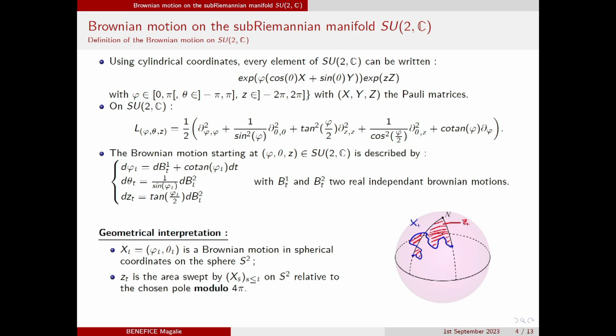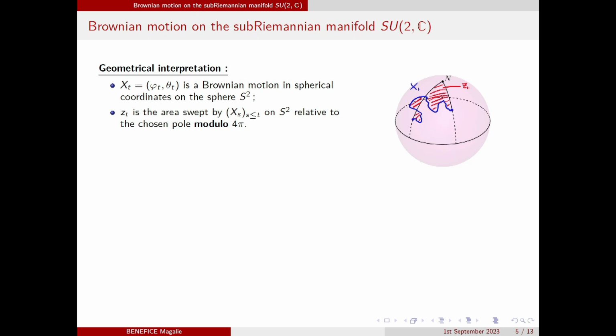And as Z is chosen in a compact set, Z_t is taken modulo 4π, it will be of a little importance for what follows. So now, if I want to describe a Brownian motion in SU(2), I just have to describe a Brownian motion on the sphere, and the swept area is totally induced, up to the starting point. So I just have to study Brownian motion on the sphere, and that we can do.